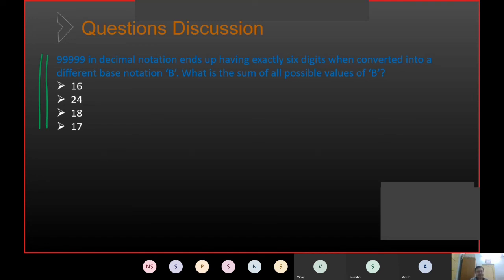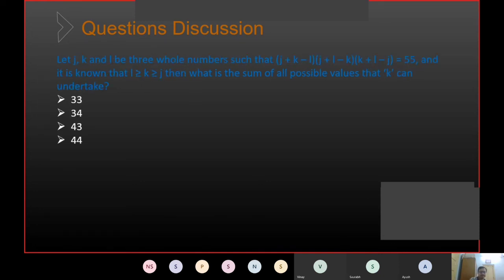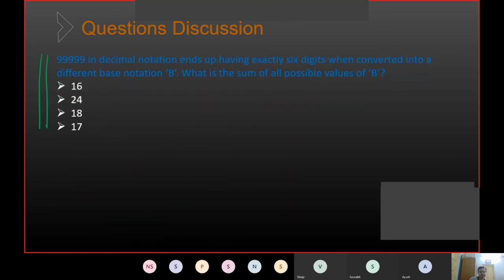So it ends up having exactly 6 digits when converted to a different base, that is B. What is the sum of all possible values of B? So try and solve this, everybody.